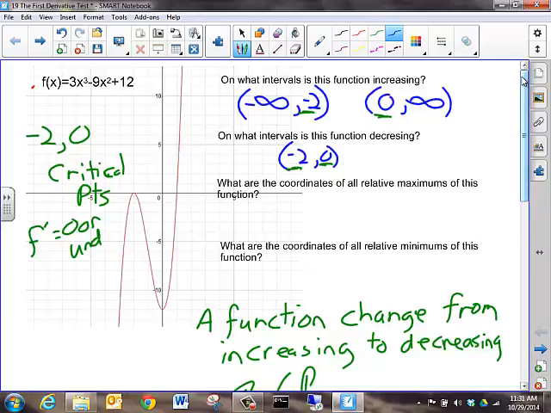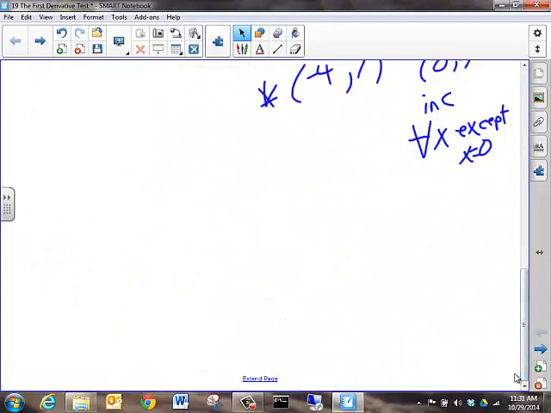Let me ask you this. Could the function change from increasing to decreasing at a point that's not a critical point? Is there a way for the function to be going up and then down and not have a critical point? How? Come on. Okay?